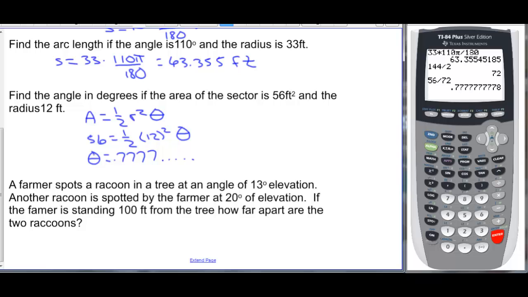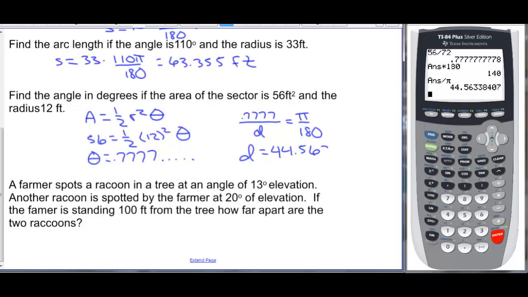But that's in radians, so it's not quite 1 radian. But they asked for it in degrees. So I imagine if it's not quite 1 radian, it's not quite 57 degrees either. It's going to be less than that. But we need the 0.777 repeating over degrees equals pi over 180. I need to take this answer in the calculator times 180 and then divide by pi. So there it is, not quite 57 degrees because it's not quite 1 radian. So the degrees is 44.563 degrees.